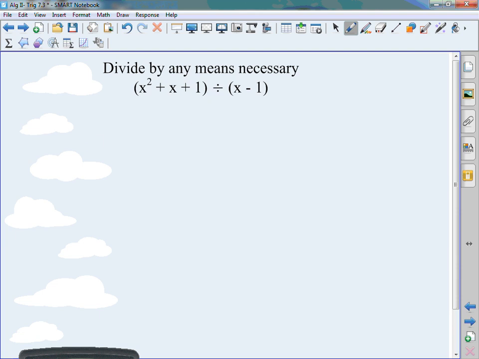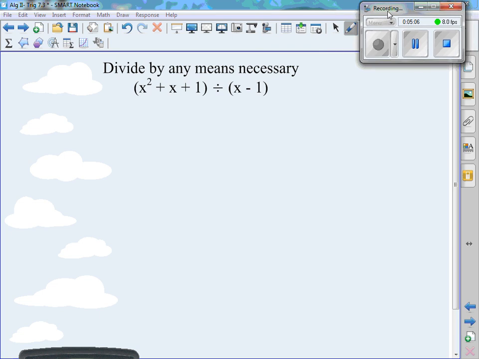It has to be x minus something or x plus something. If this was an x squared minus 1, synthetic division will not work. Synthetic division only works if it's x minus something as the number out front.